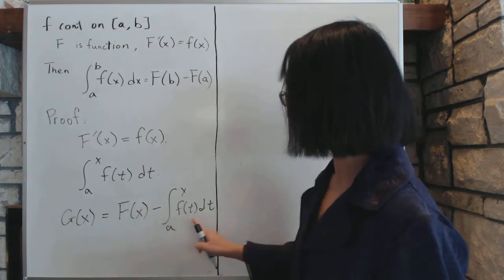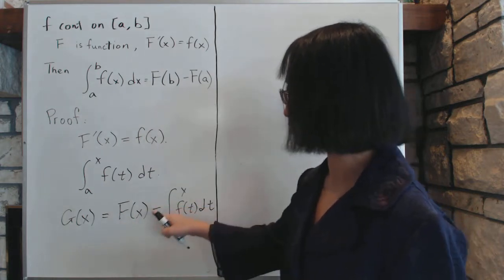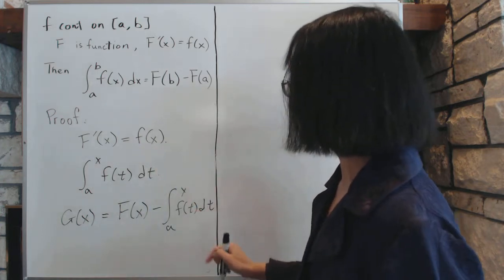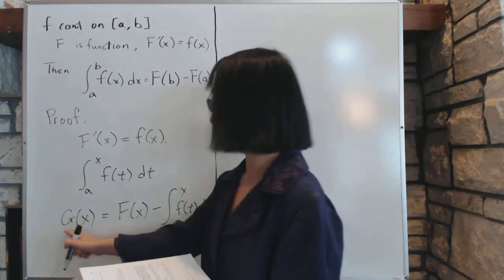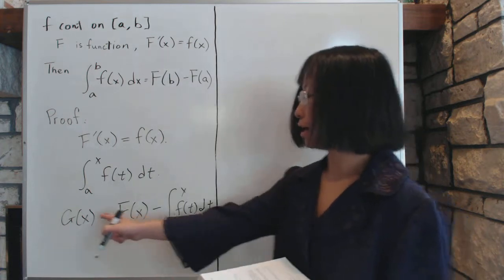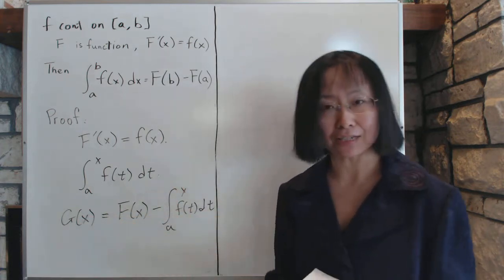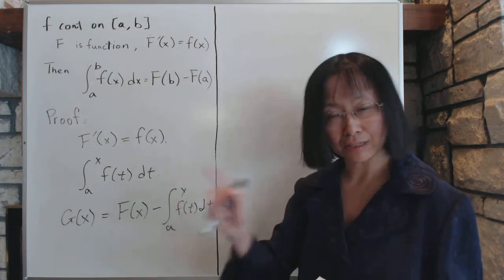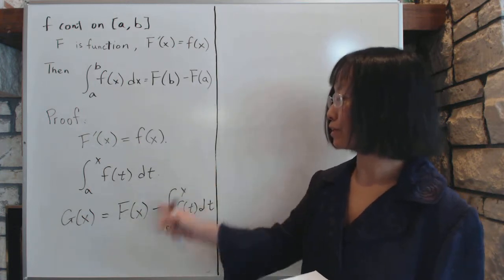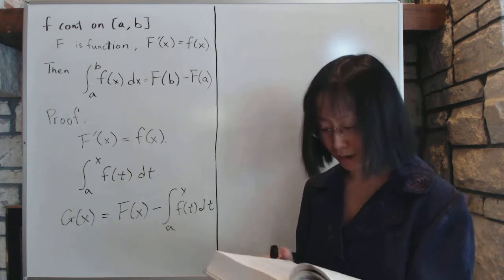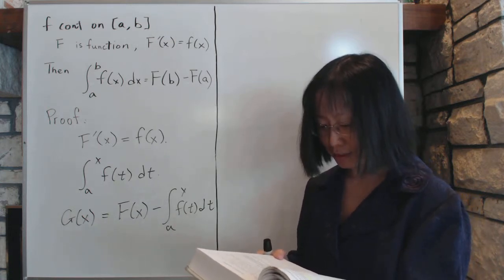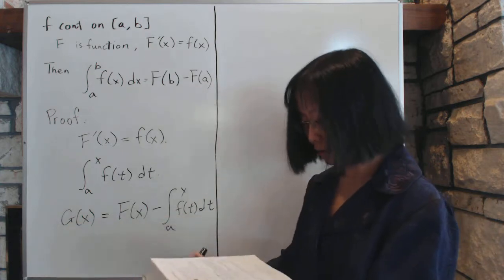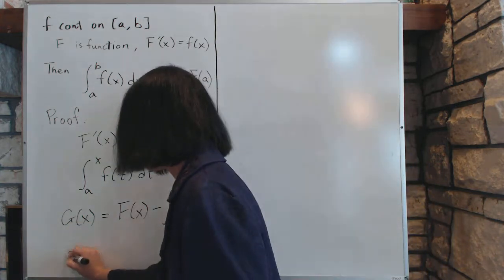Now both big F(x), which is given, and this integral, which we know from the fundamental theorem of calculus, have derivatives equal to little f(x). Which means that g(x), by definition, has to be a constant because the derivatives are unique. Any two functions that have the same derivative can only differ by a constant. So remember, g is a constant function. And now we're going to do some calculations. What is g(a)?